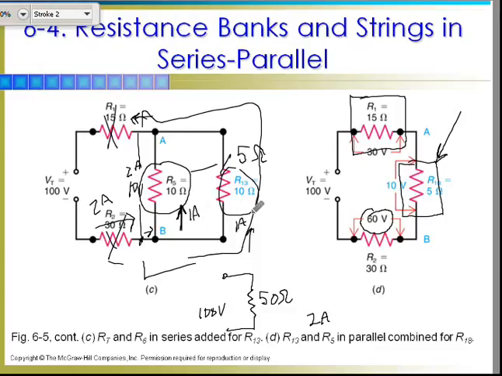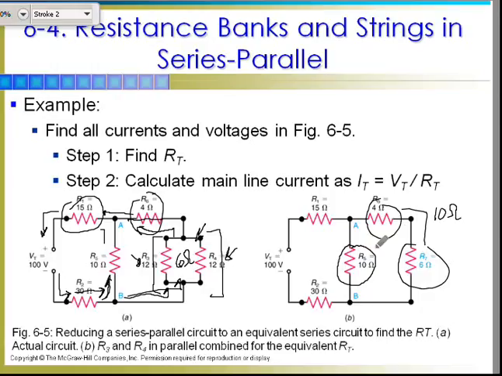So 1 amp on each side. Now I can expand this guy back out again. So that's 1 amp and 10 volts. I've got 1 amp flowing through those guys. I've got 10 volts across those guys. So 1 amp times 6 ohms, that's 6 volts. 1 amp times 4 ohms, that's 4 volts. 6 plus 4 equals 10 volts. So there you go.